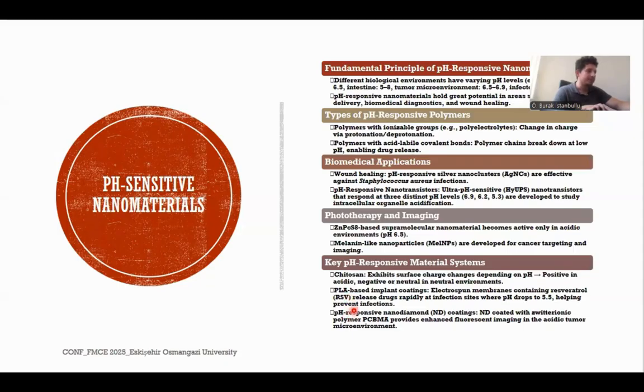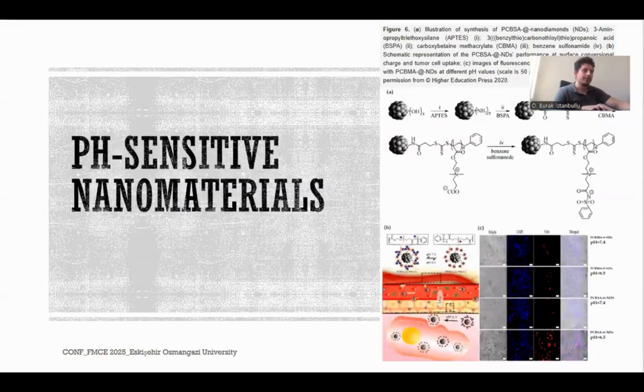Finally, nanodiamond coatings with zwitterionic PCBMA polymer enable enhanced imaging in acidic tumor microenvironments due to their strong pH responsiveness. This image illustrates fluorescence microscopy for HepG2 treated with PCBMA and nanodiamonds at different pH values as given in figure C on the right side.